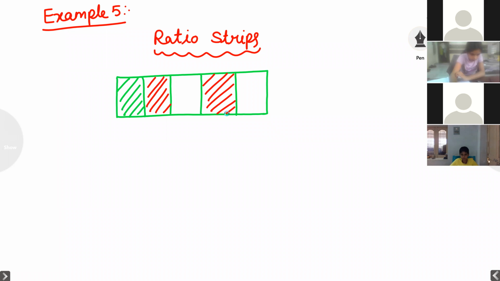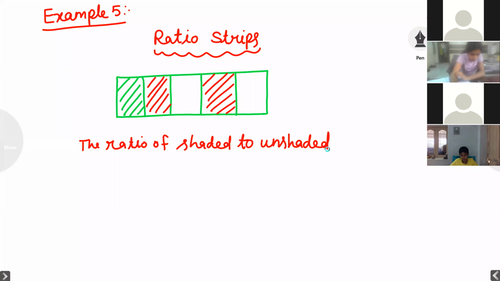Means the ratio of shaded to unshaded is equal to, firstly I want to count how many shaded parts are there. There are 3 shaded partitions, 3. Unshaded, how many are there? 2. 3 is to 2.